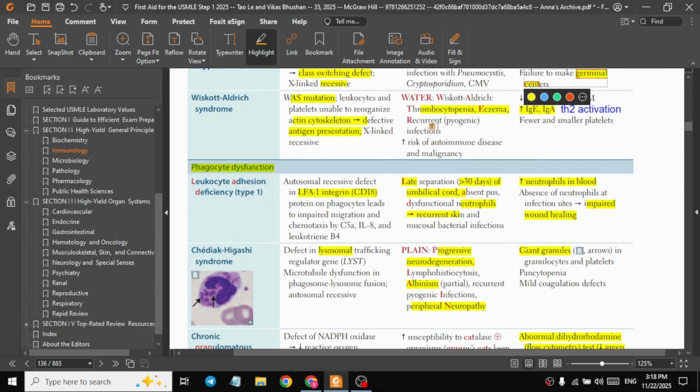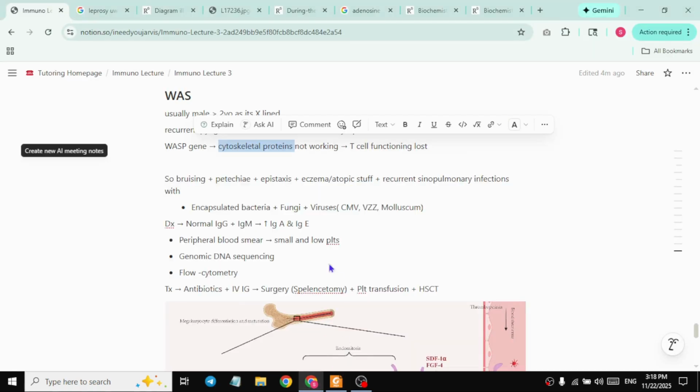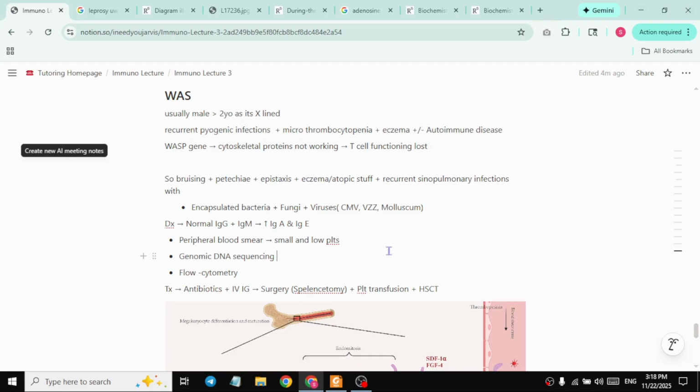Both of them, if you look in depth, start to cause thrombocytopenia problems, and they also start to cause some sort of neurodegeneration as well, right? Most of these guys, you see the typical presentation, again, greater than 2 years old. Usually it's X-linked, so it's a male. And then what do you see? You see infections, you see thrombocytopenia, you can see atopic presentation, eczema and stuff, and then eventually you will see autoimmune disease.